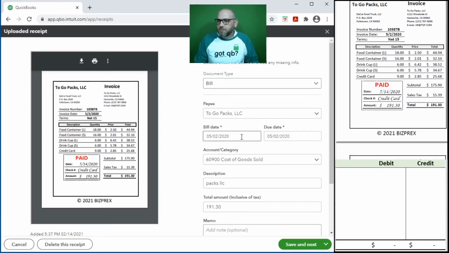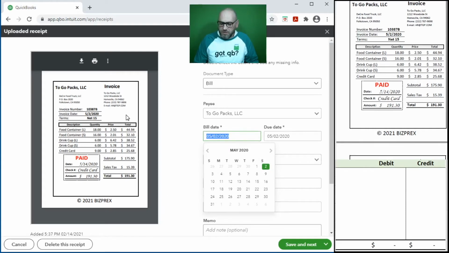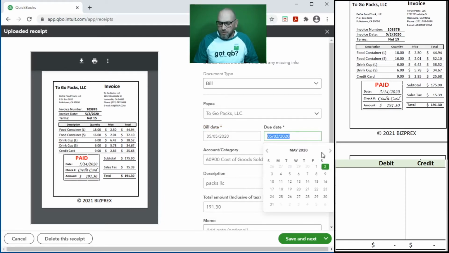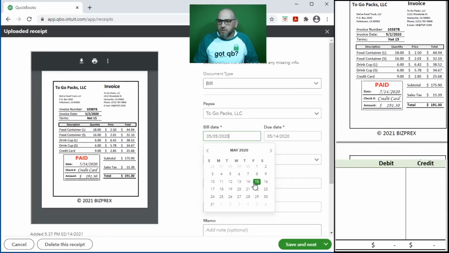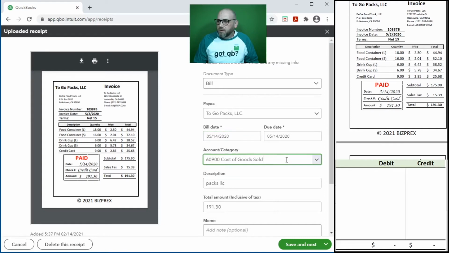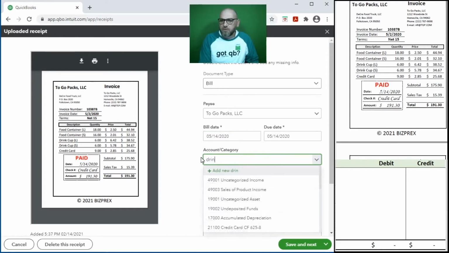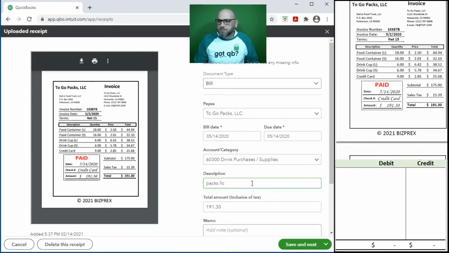All right, bill date. Again, in this case, we can just set it all to 5/14. It doesn't really matter in retroactive mode, as long as it is in the right period. All right, and this is our drink purchases. 387B. All right, amount, credit card. So that's our bill.